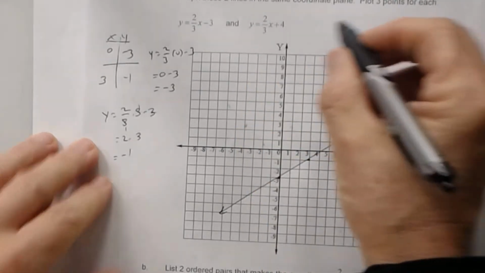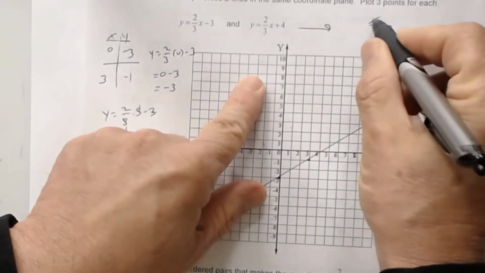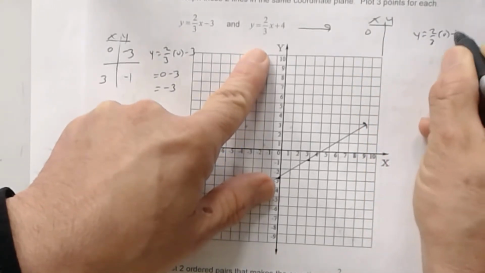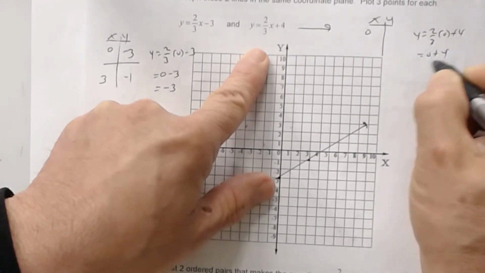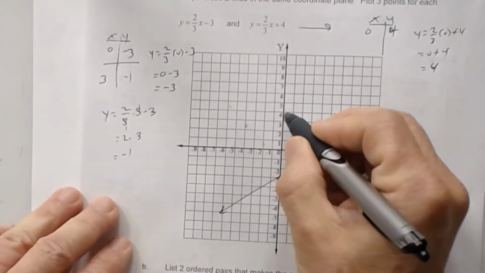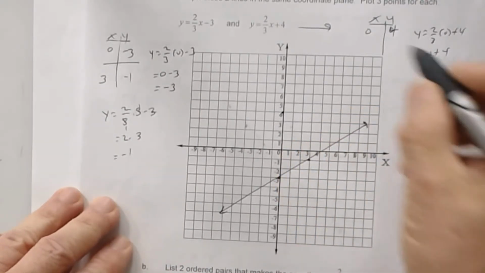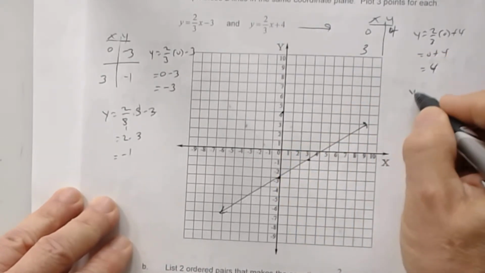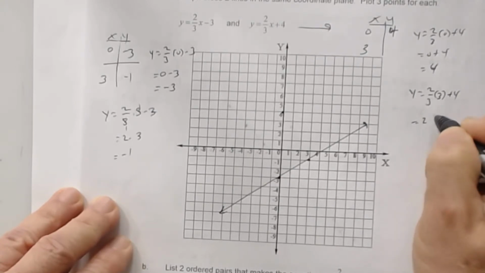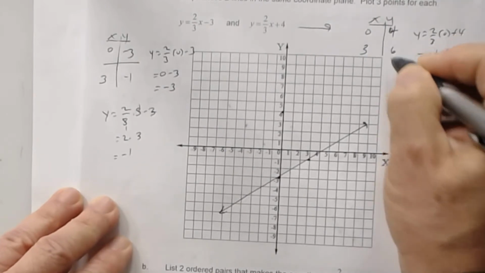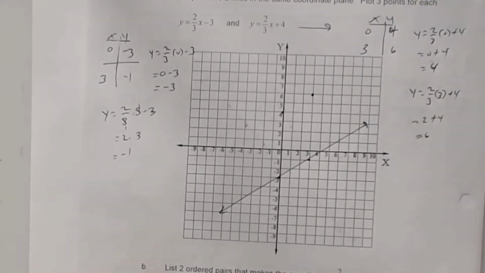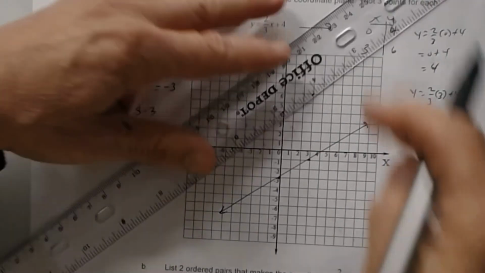All right, next one, right here. If x is 0, I get y equals 2/3 times 0 plus 4. So that's 0 plus 4, which is 4. So I'll plot the point 0, 4. That's here. And if x is 3, I get y equals 2/3 times 3 plus 4, which is 2 plus 4, which is 6. So 3, 6 is here. And again, I'm going to graph that line.